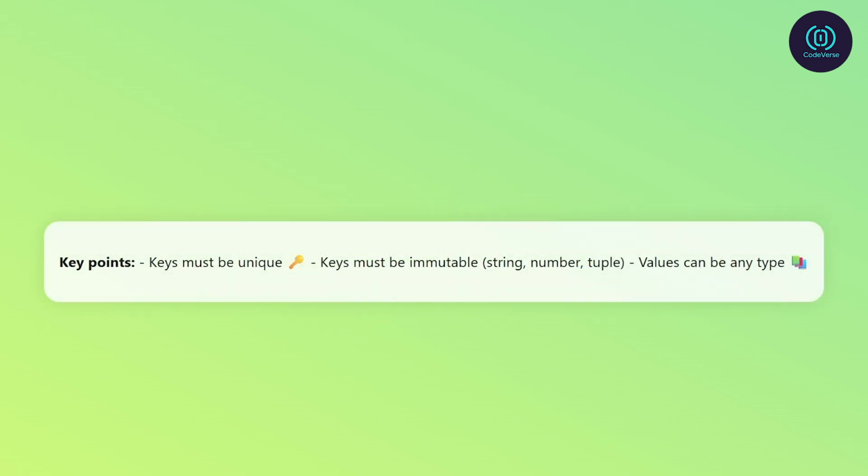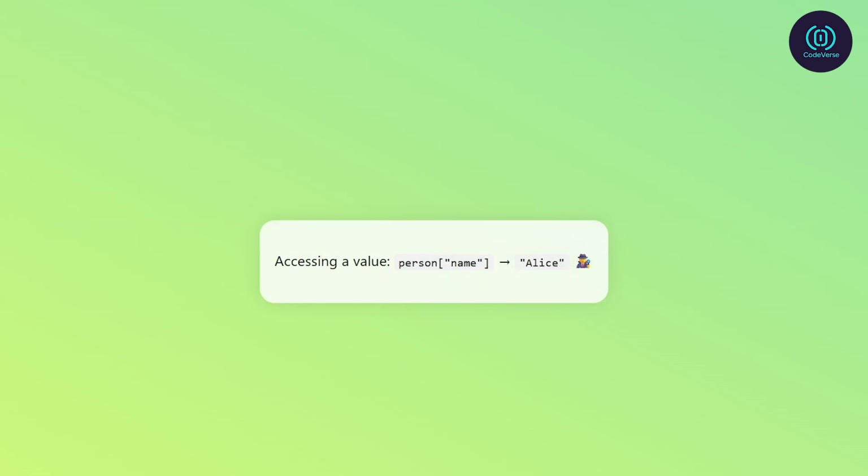Key points. Keys must be unique, no duplicates allowed. Keys must be immutable types, like strings, numbers, or tuples. Values can be any type: numbers, strings, lists, even other dictionaries. Accessing values. You can get a value by using its key: person["name"] gives "Alice".